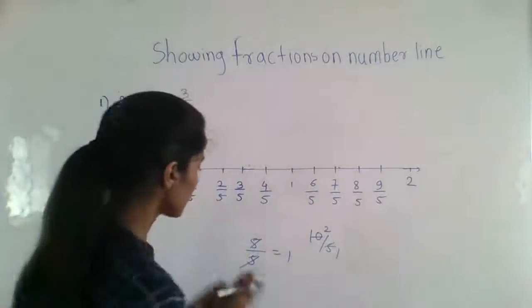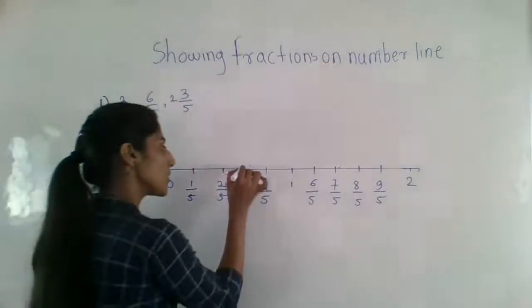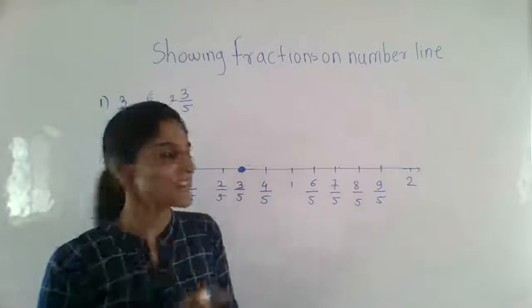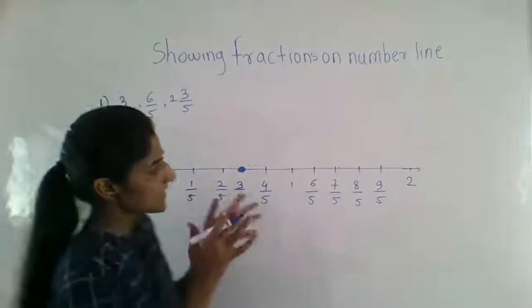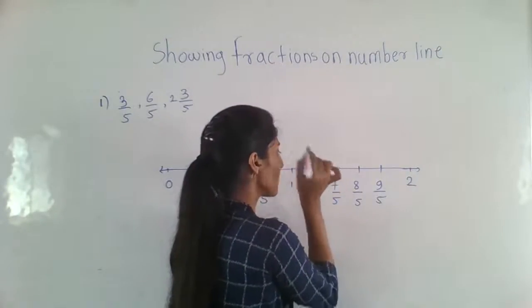Now we have to represent the numbers. First number is 3 by 5. So here you can see 3/5. Now see what the second one is, that is 6/5. Find 6/5. Here is our 6/5.